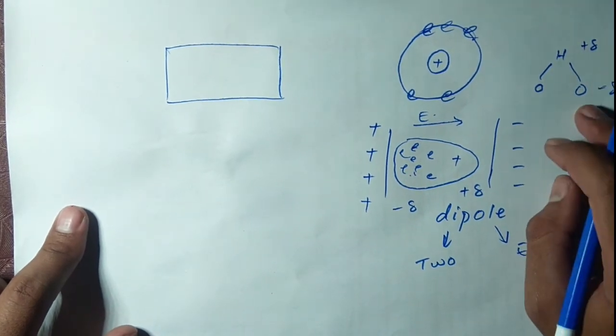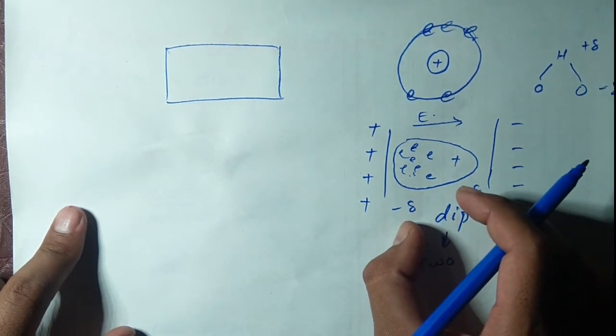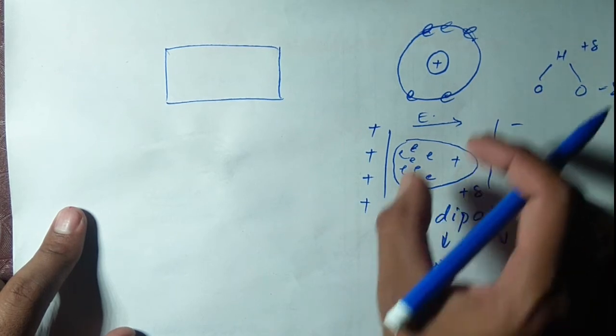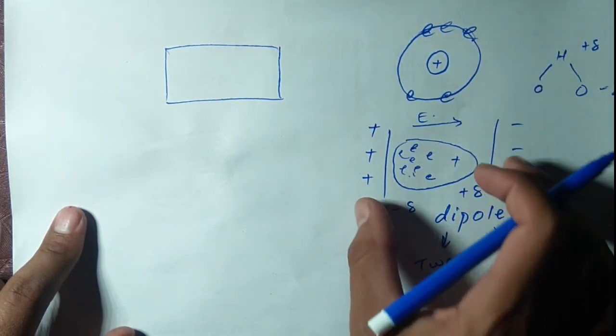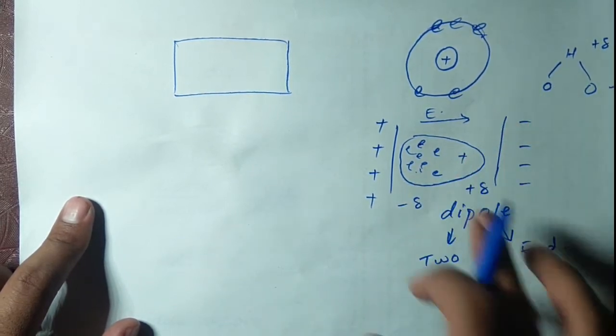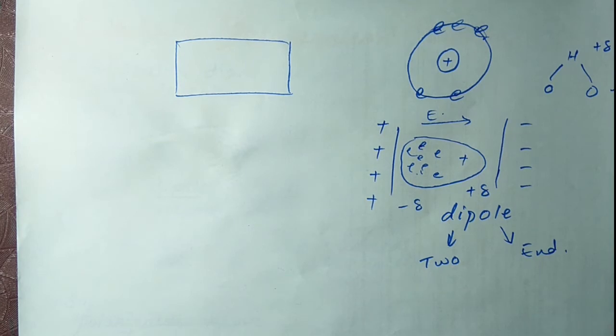This is a polar molecule. Some are intrinsically polar like H2O, but some are first non-polar, and when you apply an external field, they become polar. So I think you understand what a dipole is and what polarization is.